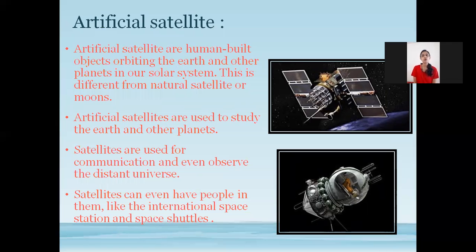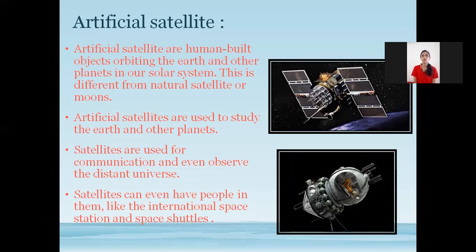Then, what is the purpose of artificial satellites? In our day-to-day life, there are many purposes of artificial satellites. Artificial satellites are very useful for us humans. Artificial satellites are used to study the Earth and other planets. Also, these satellites are used for communication and even to observe the distant universe.